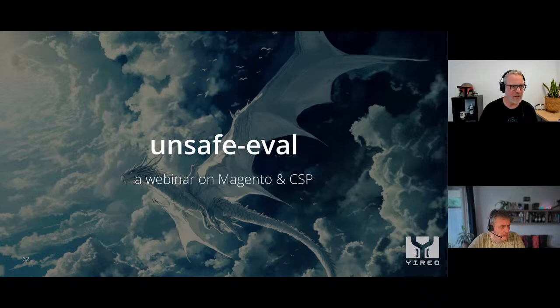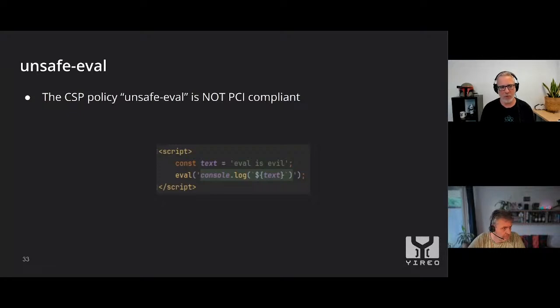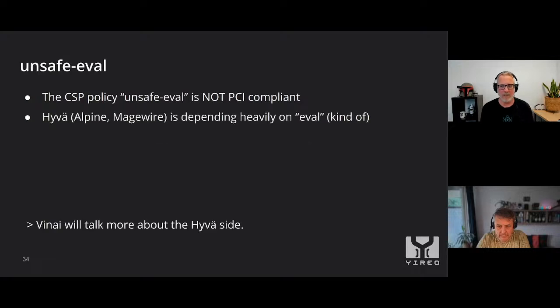Another one is unsafe-eval. First of all, to comment on what this actually means: in JavaScript, we've got a function called eval, and whatever you put in is just evaluated, just executed. And it's not PCI compliant, simply because of the security impact. So having unsafe-eval as a policy is bad. What we would like to have is that the unsafe-eval rule be removed from Magento.